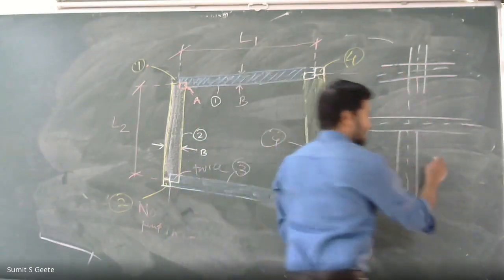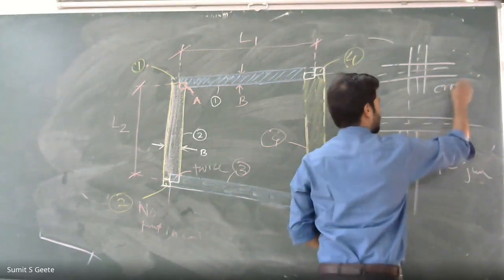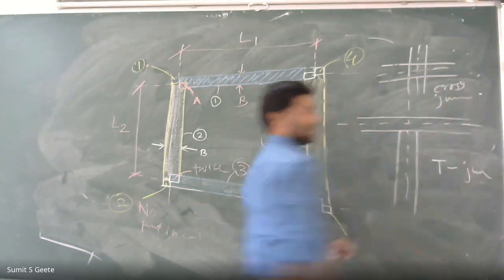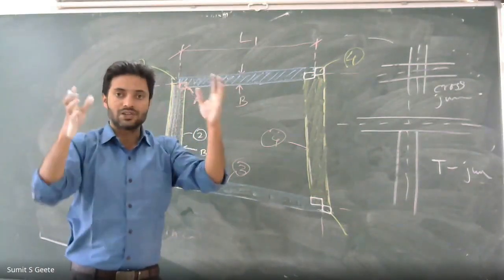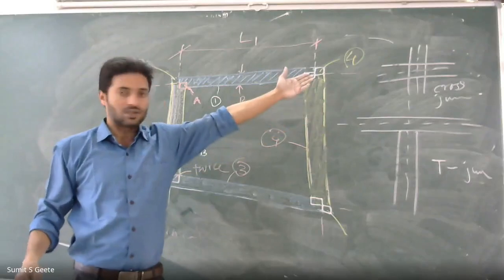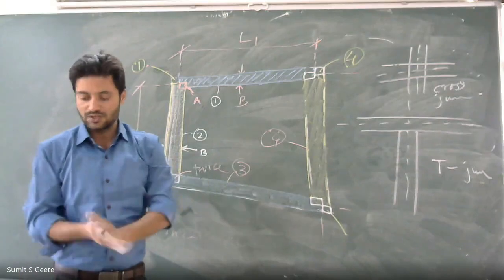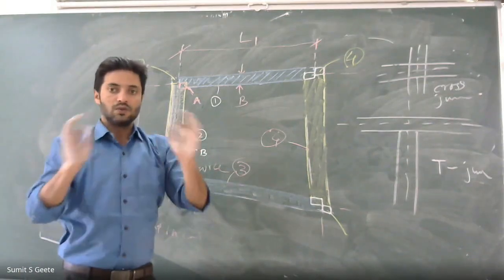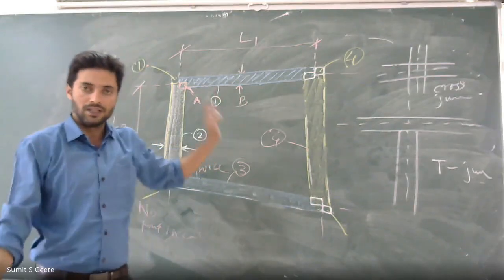This is called a T junction. This is called a cross junction. So it is necessary for us to do the correction for the T junction as well as the cross junction. What are those corrections? We will see in the next class. It is okay till this point. Do you understand this concept?